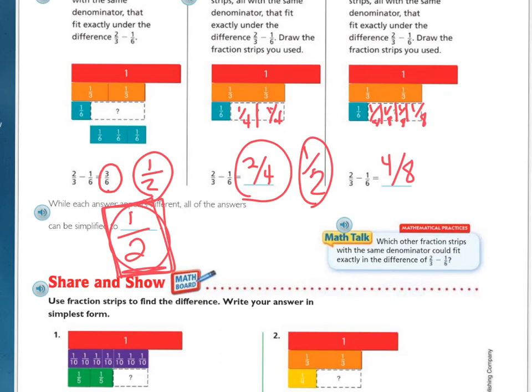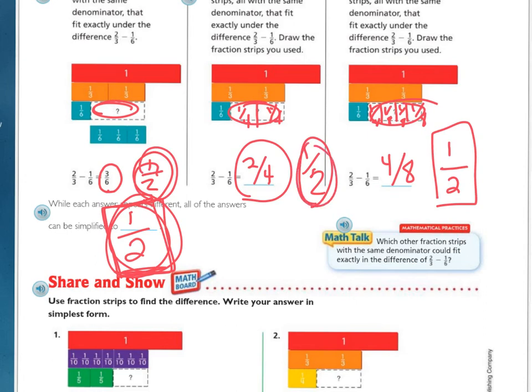Let's do the same thing here. 4 can go into 4 one time, and 4 goes into 8 two times. Again, I've simplified it. No matter what I put in this space, if I simplify it, I'm going to get it down to 1/2, right?